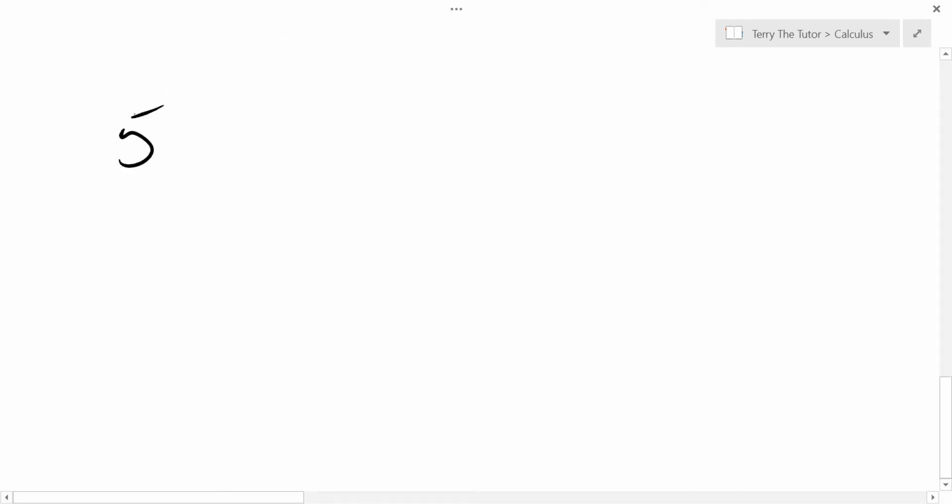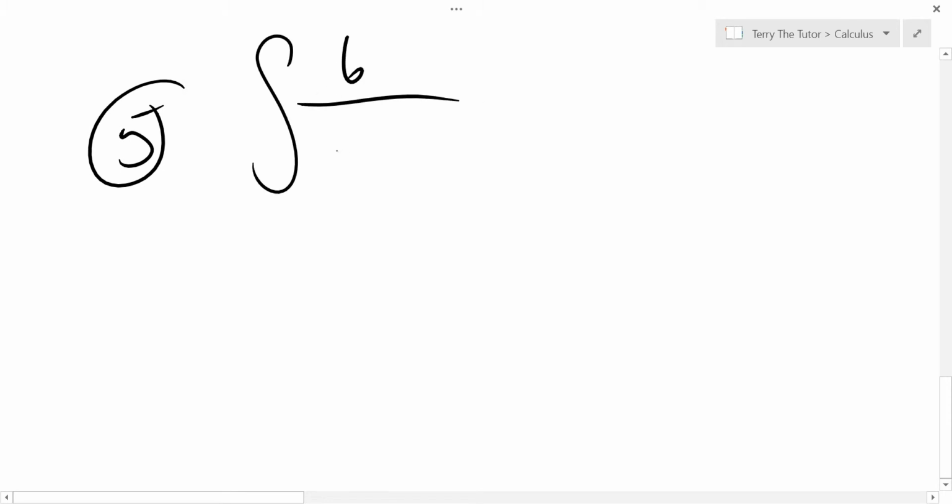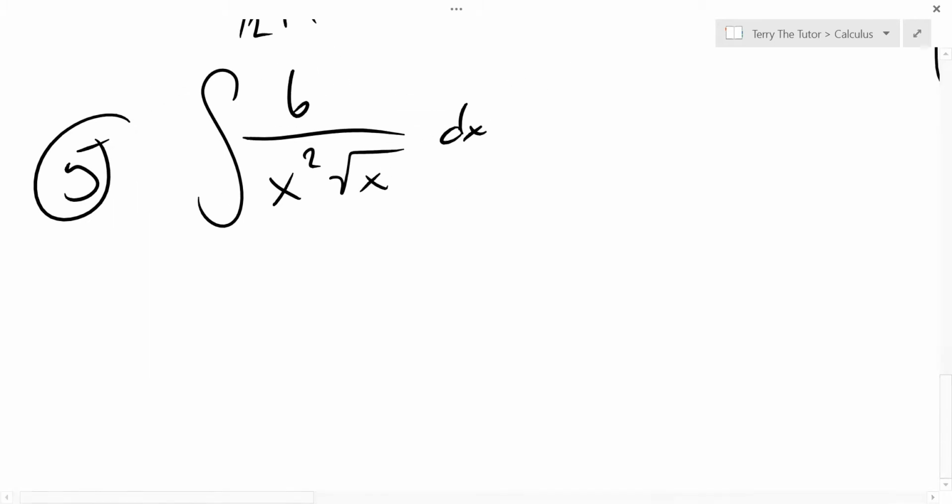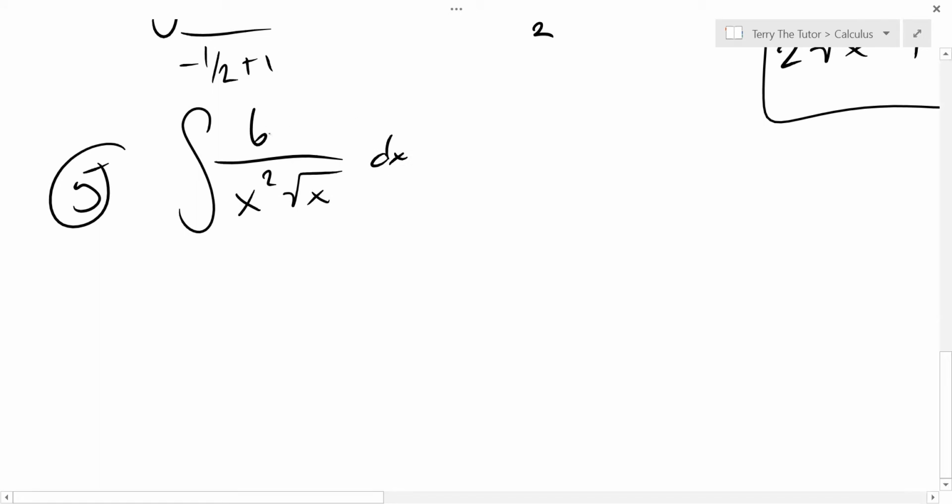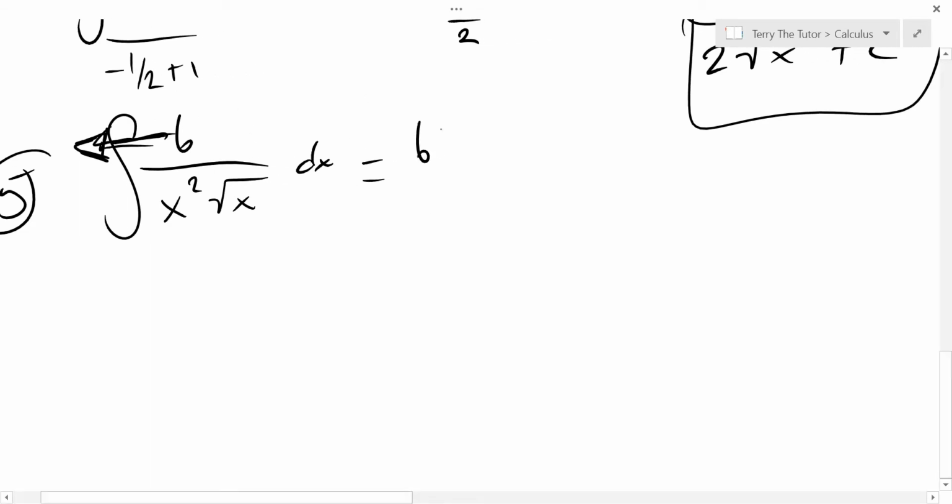Okay, number 5. We've got the integral of 6 over x squared times the square root of x dx. The first thing that I'm going to do is I'm going to factor out my 6, because I can use my constant multiple rule, saying that any constant multiple, 6 is a multiple because it's multiplying, I can factor it out of the integrand. So I'm going to do that. So I wind up with 6 integral of 1 over x squared, square root of x dx.